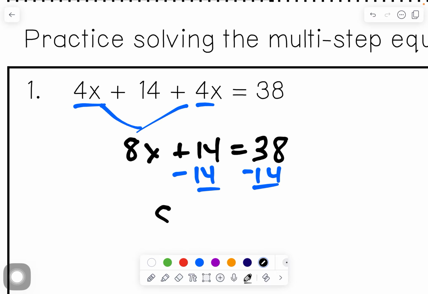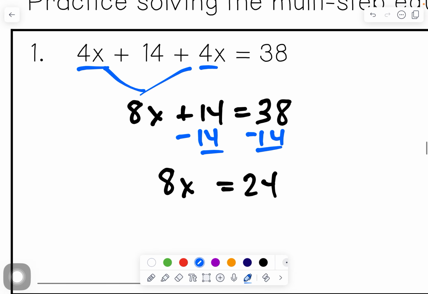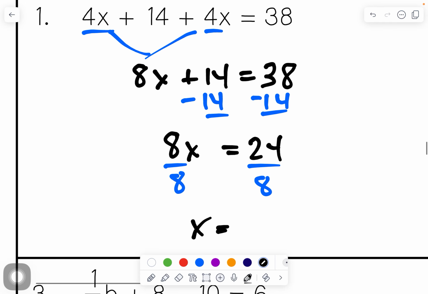All right, we're isolating the x. We always get rid of the constant term first. Remember, the constant term is the number without a variable. And then we're going to divide by the coefficient. So we'll divide both sides by 8. And we find out here that x equals 3.